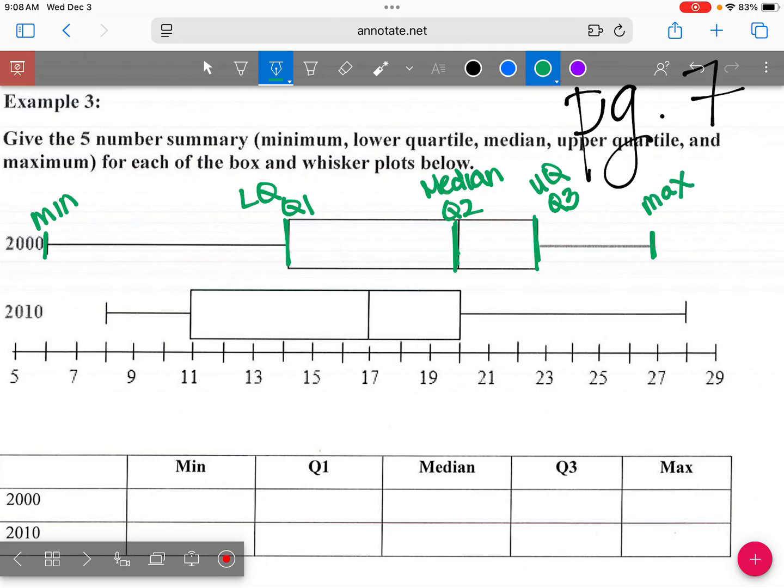So we have 2 different box plots. I just want you to look at the box plot and fill in these 5 numbers. So looking here, the minimum would be what? 8. For the first one, no, you're looking at the second one, the bottom one. We're looking at the top one. So looking at the top one, the minimum is 6.